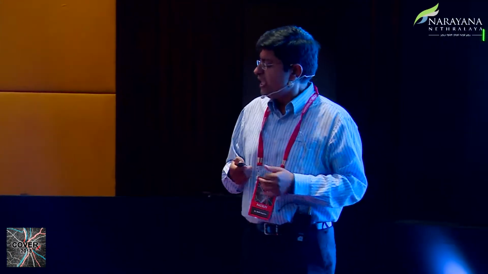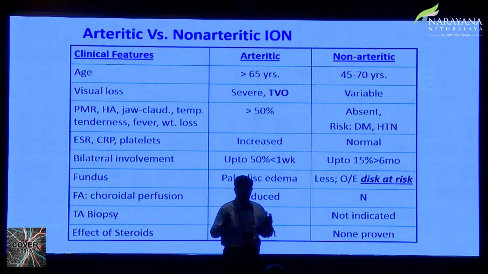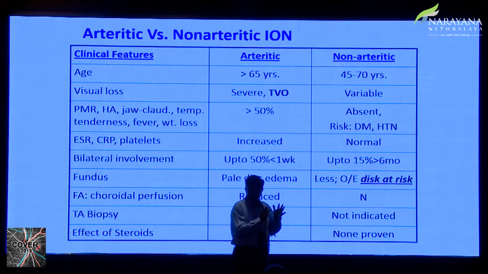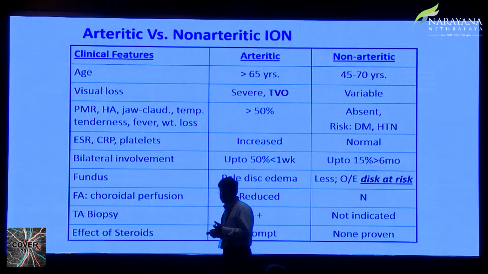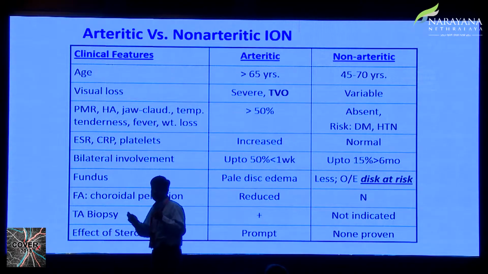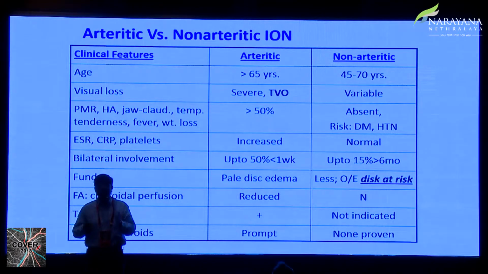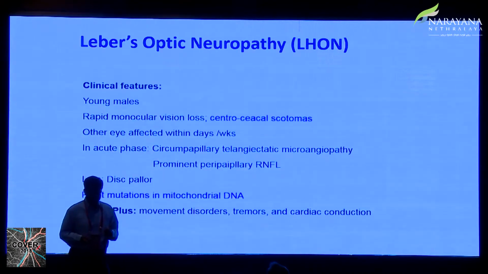There is a role of immunosuppressives in the long-term treatment if there are steroid-related problems happening in these patients. So it's important if they are older, more than 65 years, you're thinking of arteritic, severe visual loss, associated systemic symptoms like jaw claudication, weakness, weight loss, increased ESR, CRP, and a severely pale disc. So these are red flags for arteritic. Otherwise, the bulk of them present with non-arteritic, where it is, of course, important to identify the risk factors.